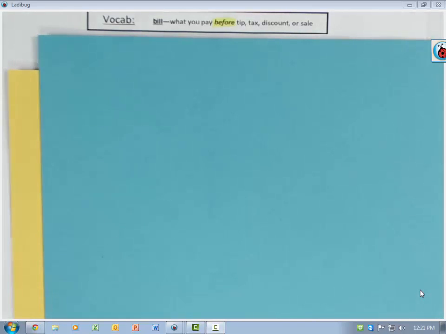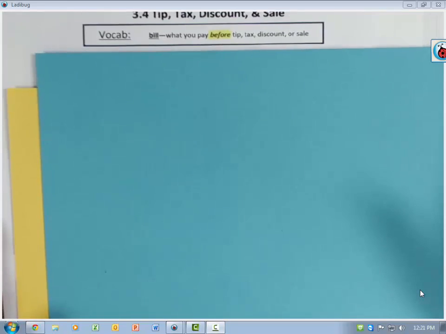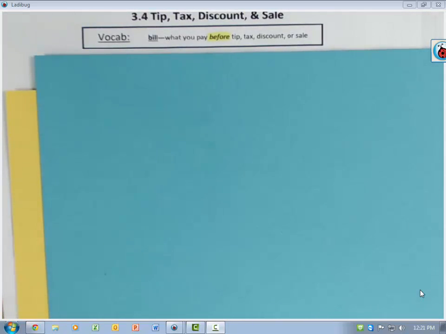Okay, hey guys, so today we're going to be talking about two separate things. Our first thing we're going to be talking about is tip, tax, discount, and sale. Now, I want to start this off by saying this looks super confusing, but we're going to break this sheet down into a bunch of different spots, so you should be on the inside of your sheet.